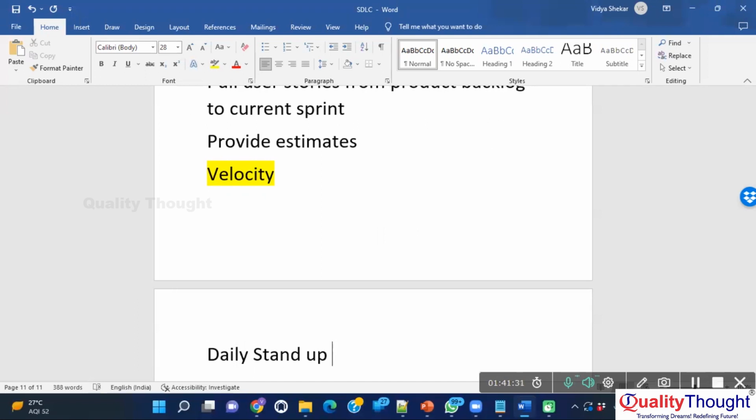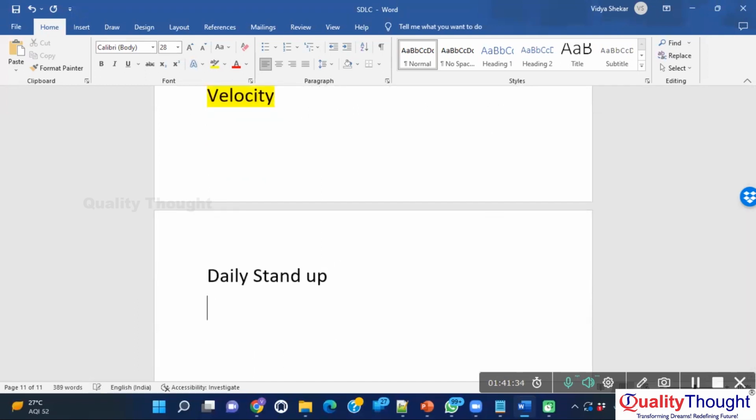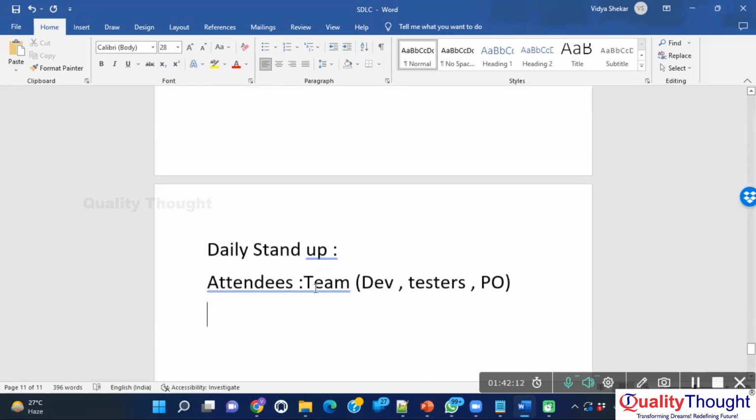Okay. Who is involved? Everybody is involved. When I say everybody, it is a development team which consists of developers. There is no segregation of development and tester in Agile. Developers, testers, product owner, which is nothing but a BA. These are the attendees. Then the frequency is daily.